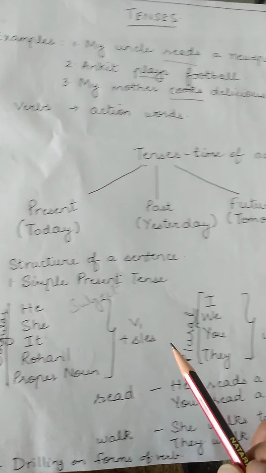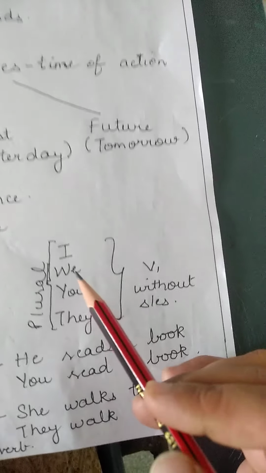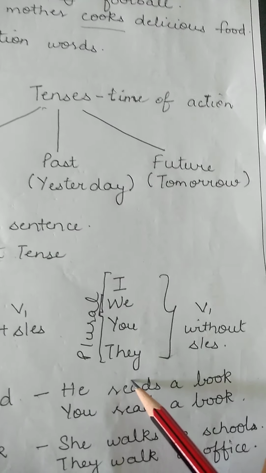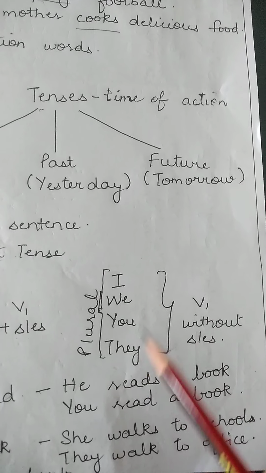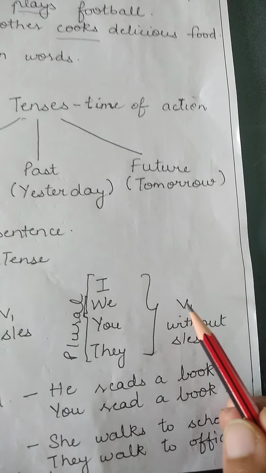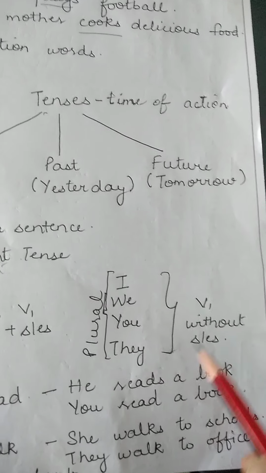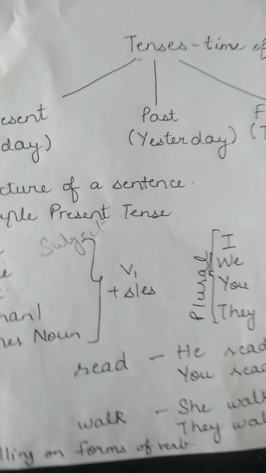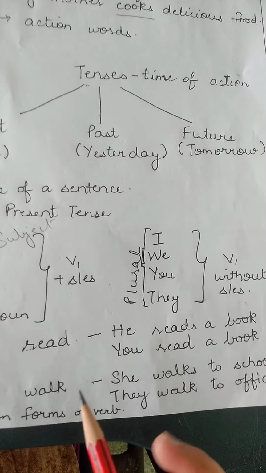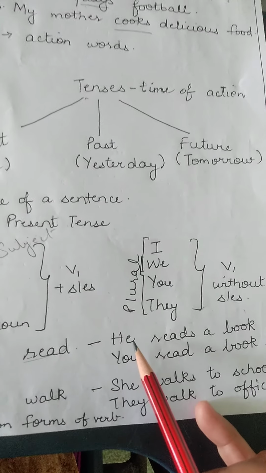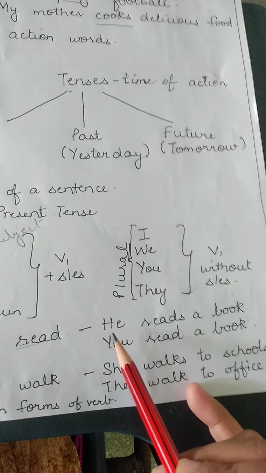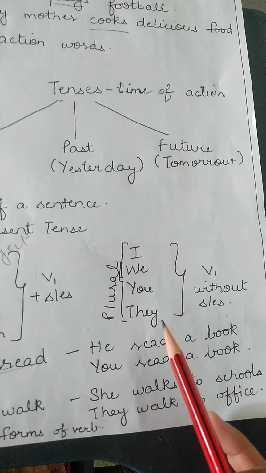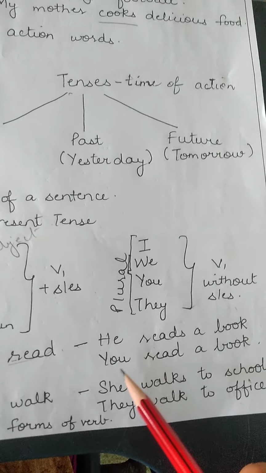Clear? Similarly, when the subject is plural, if we are starting the sentence with I, we, you, or they, in that case, when we are talking about the simple present tense, we will use verb first form but without s or es. It will be more clear with the help of an example. For example, I have been told to make a sentence using the verb read. I have used a singular subject like he. He reads a book.